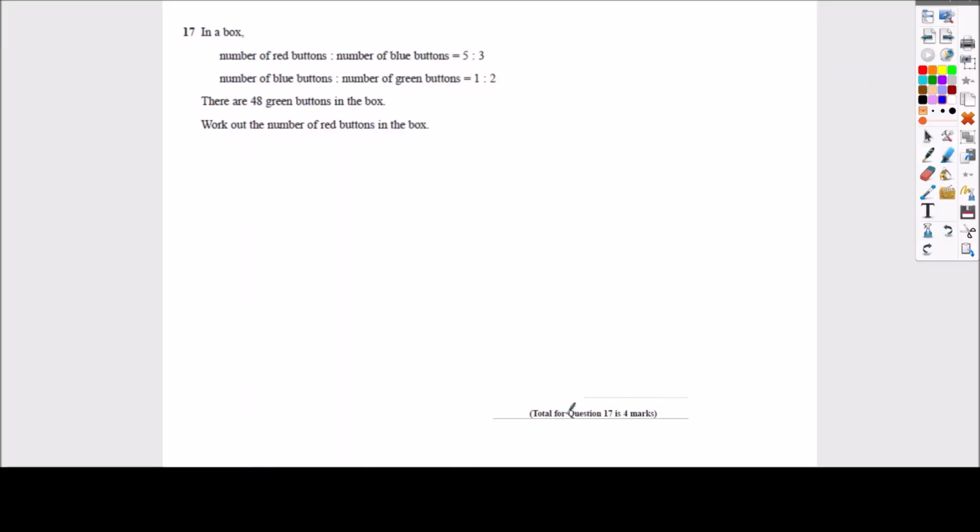Question 17. So, red to blue, we have the ratio of buttons is 5 to 3. But then blue to green is 1 to 2. So blue to green is 1 to 2. Now, in order to be able to compare red to blue to green, we really need the blue ratio to be the same so we can get the consistency throughout.